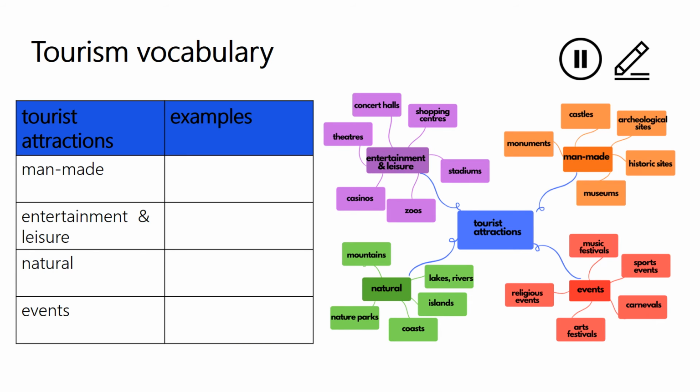Your task here is to think of at least 2 examples for each type of tourist attractions and then note them down into the table. You can pause the video here in order to do this exercise. And later on, check your answers with your teacher in virtual classroom.